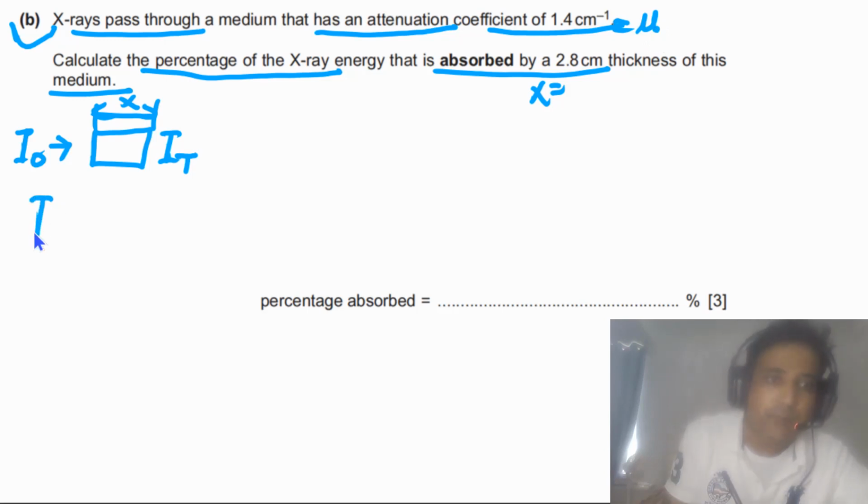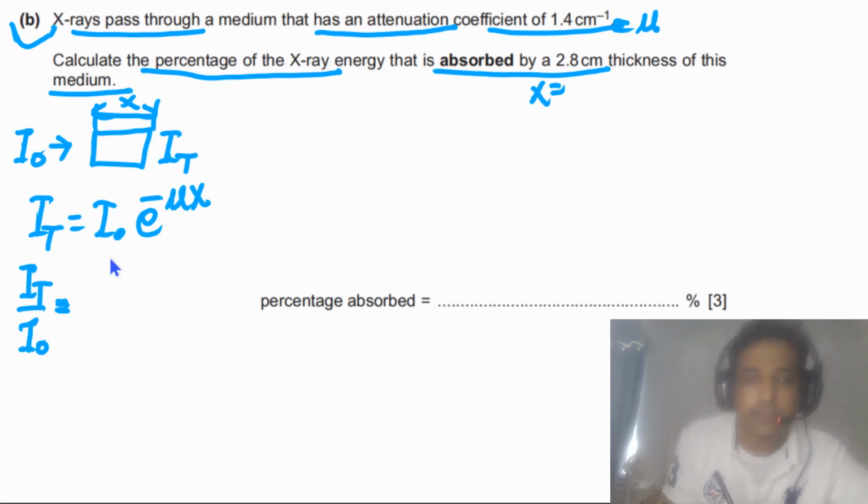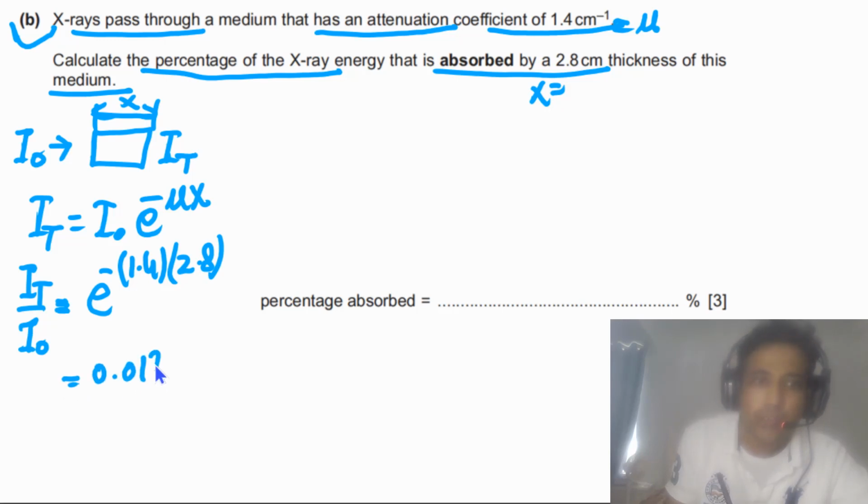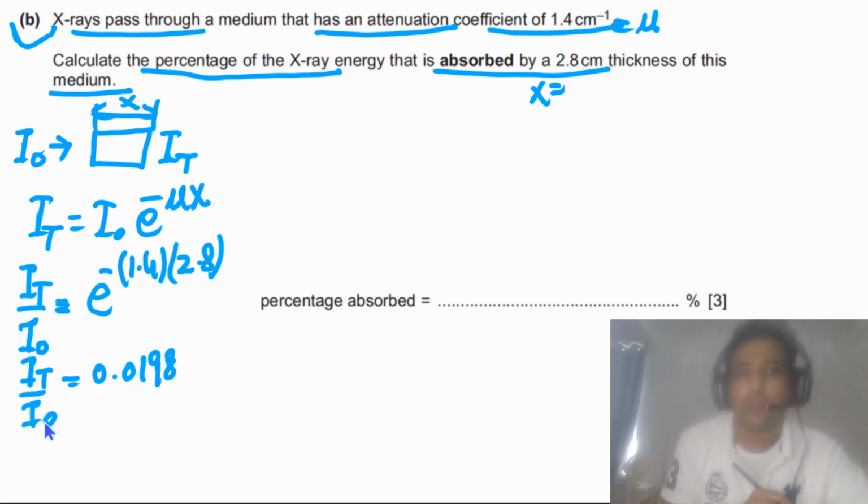Now we have to use I t equals I naught e to the power of negative mu x. So we can find I t over I naught. This is the transmitted intensity, the fraction of incident intensity that has been transmitted. We can calculate e to the power of negative mu x, where mu is equal to 1.4 and x is equal to 2.8, and if we solve this we will get 0.0198. So this is I t over I naught, but we need to calculate the percentage absorbed.